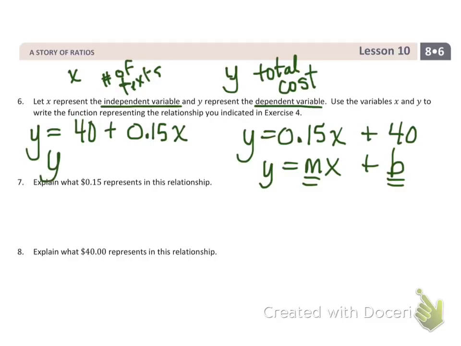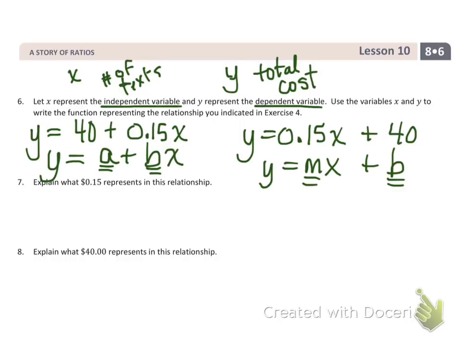This curriculum is going to refer to this as a plus bx. But don't be confused because in this context, b is the slope and a is the y-intercept. So it's just a different way of writing it, but it's definitely a linear relationship. Okay, so what does the 15 cents represent in this relationship?